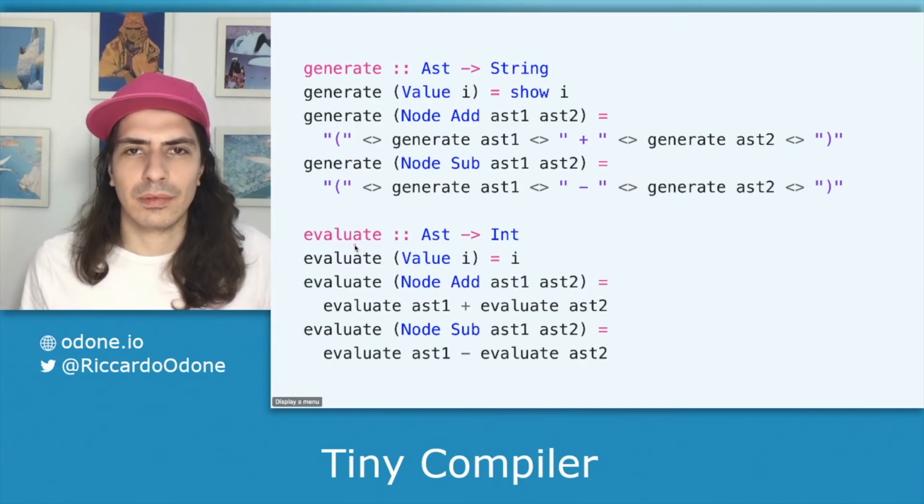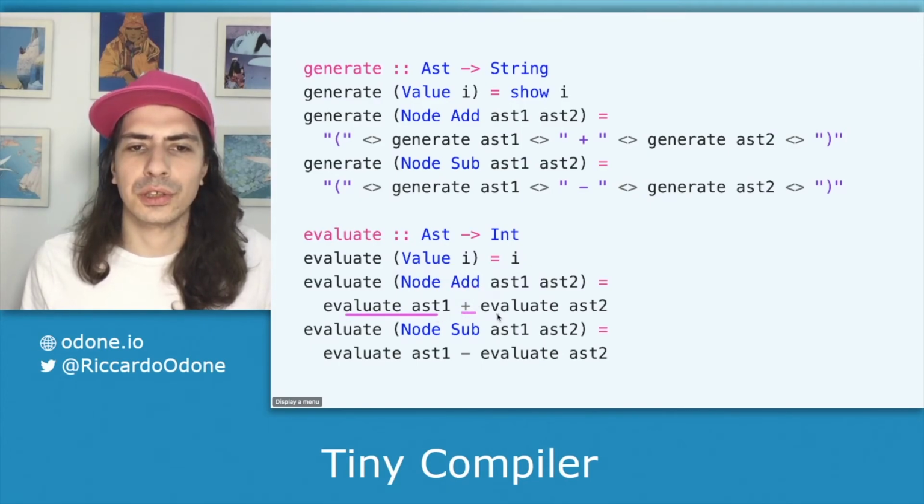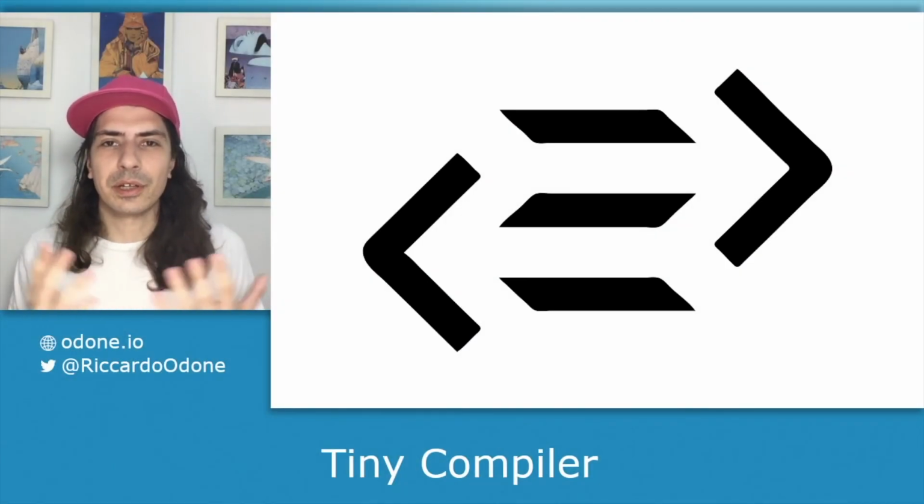Now, evaluation is as simple. So here, if we have a value, we just take out the integer. If we have an add, we just sum the evaluation of the ASTs on both sides. And if we have a sub, of course, we just do minus. And that's it. That's our compiler.